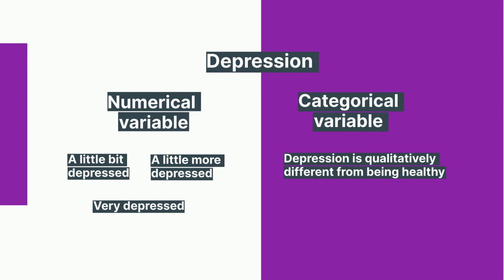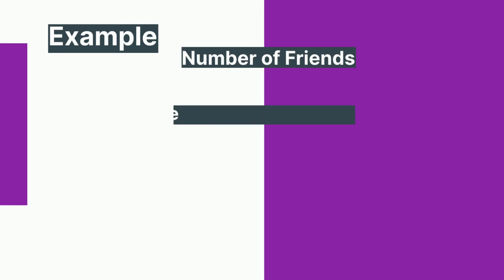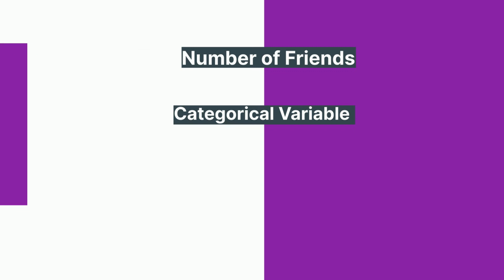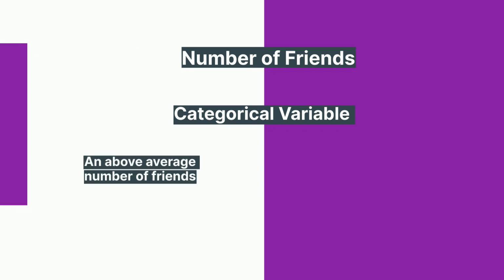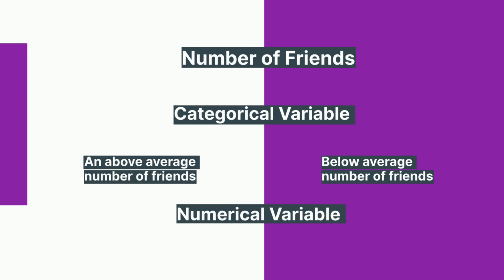And in fact, even pretty much every numerical variable can be turned into a categorical one. Let's take, for example, the number of friends. You can also think of it as a categorical variable because what you can simply do is divide people into people who have an above average number of friends and people who have a below average number of friends. And when you do that, then you basically turn a numerical variable into a categorical variable because now the ordering of the levels doesn't really matter anymore. Low versus high is the same as high versus low.